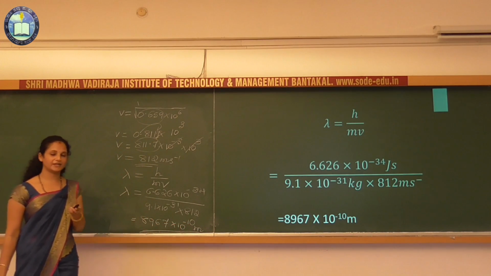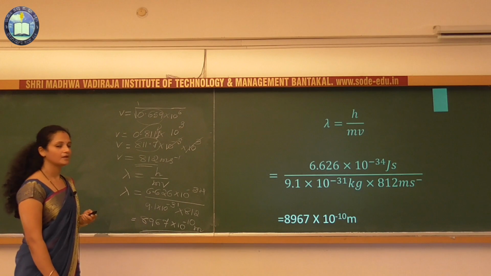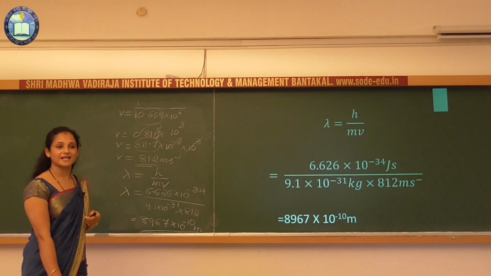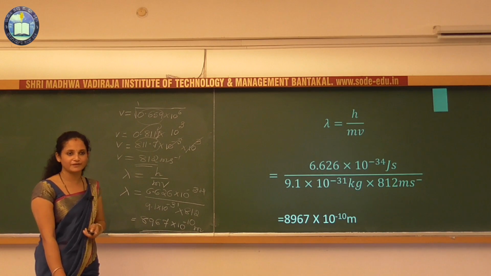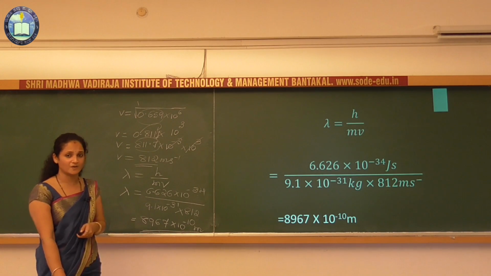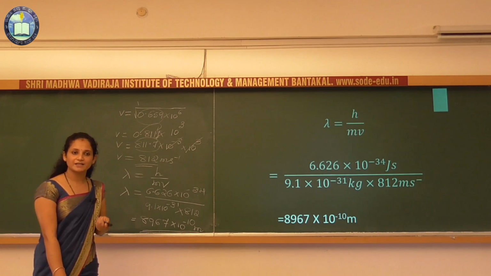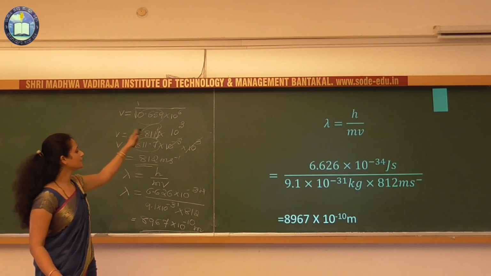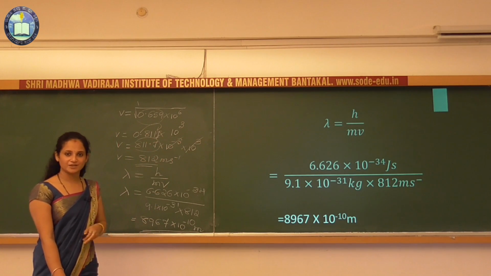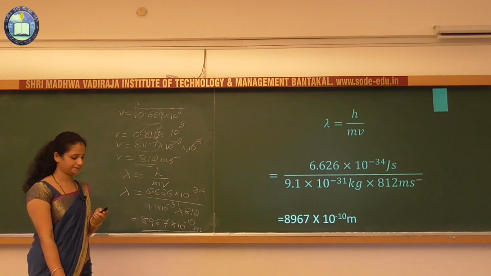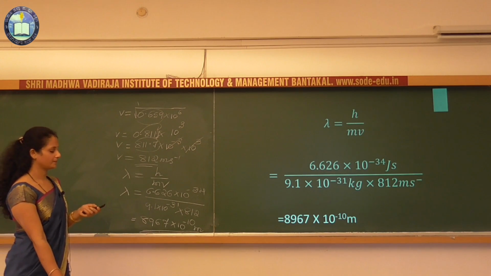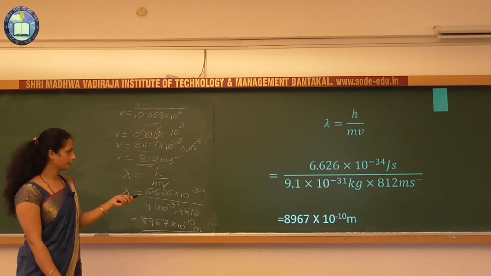So this is how we can solve the problem. Where kinetic energy was mentioned, initially we take kinetic energy is equal to half mv square, so that we can calculate velocity. Once we calculate the velocity, we have to substitute in de Broglie's relation, lambda is equal to h by mv. That gives the de Broglie wavelength. Hope you understood.